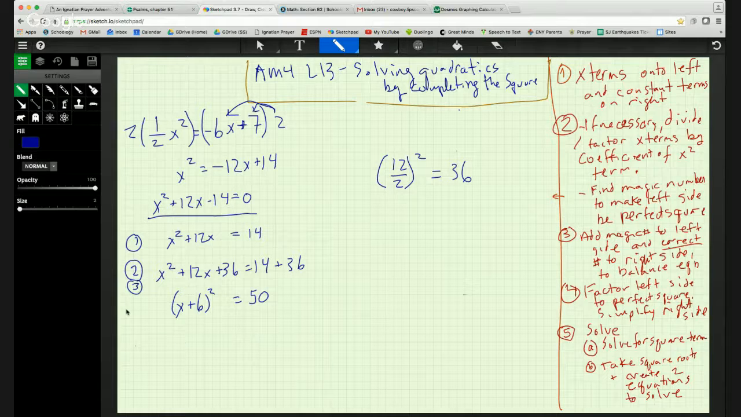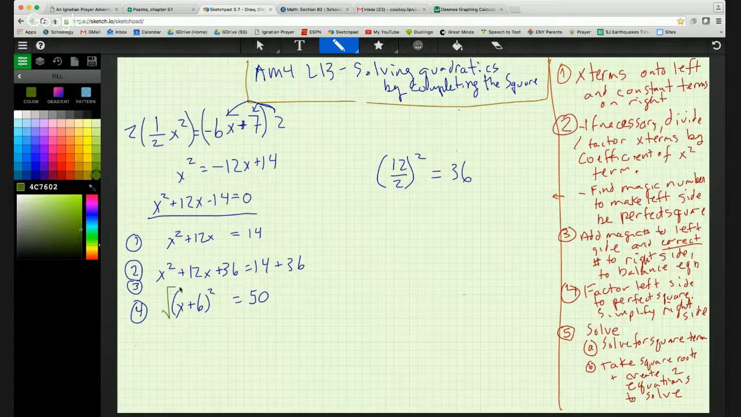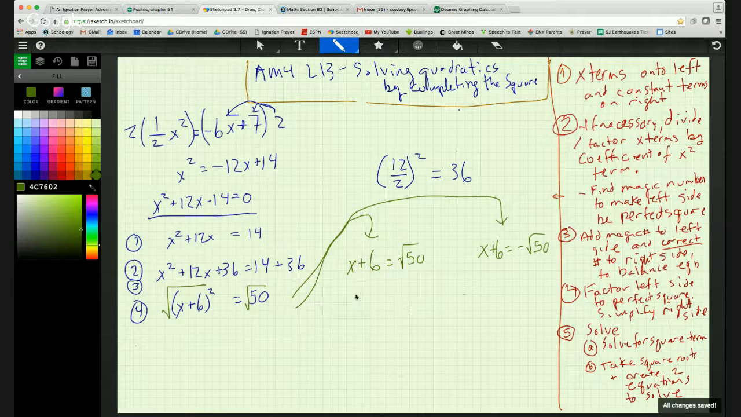All right. Now we're into our solving mode. There's no coefficient out here, so we don't have to do any division. We can simply take the square root of both sides and create two equations. First equation is x plus 6 equals root 50. And the second one is x plus 6 equals negative square root of 50. And I go, well, x equals negative 6 plus root 50 if I subtract 6 from both sides. And on this side, I get x equals negative 6 minus root 50.